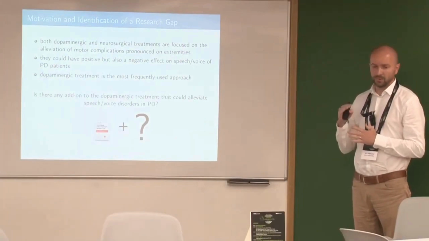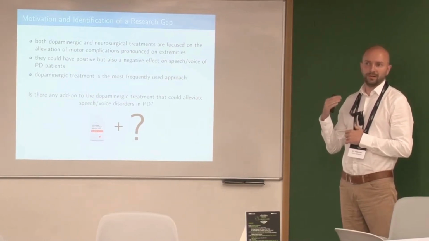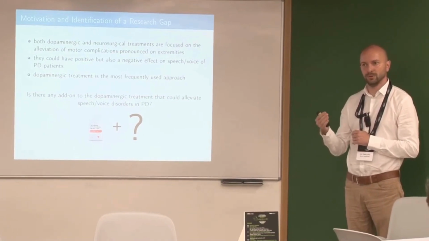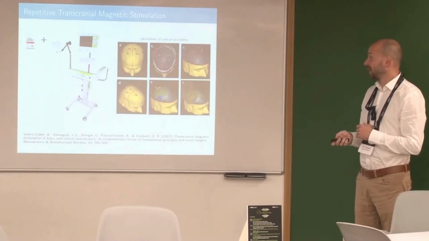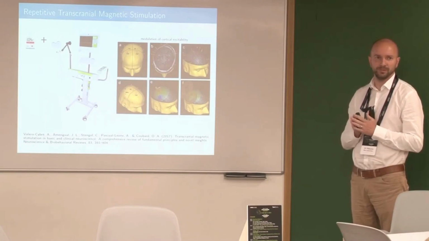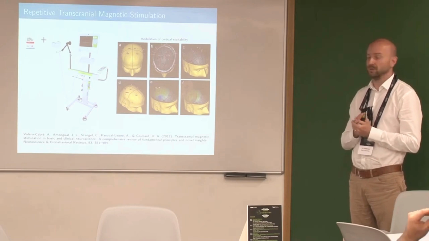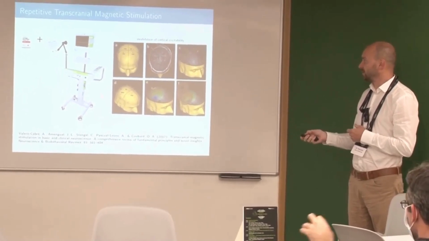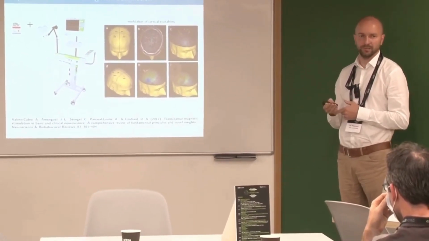As I already said, the most frequently used treatment approach is pharmacological. And since the effect on speech is very controversial, we try to find another approach of treatment of speech disorders in Parkinson's disease. And this approach is based on the so-called repetitive transcranial magnetic stimulation. Repetitive transcranial magnetic stimulation is non-invasive and painless stimulation, where the neuroscientist place a magnetic coil over a specific scalp area and modulate cortical excitability.